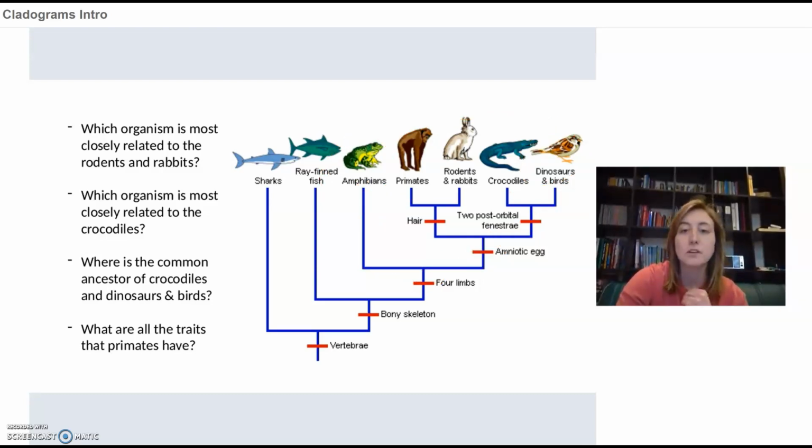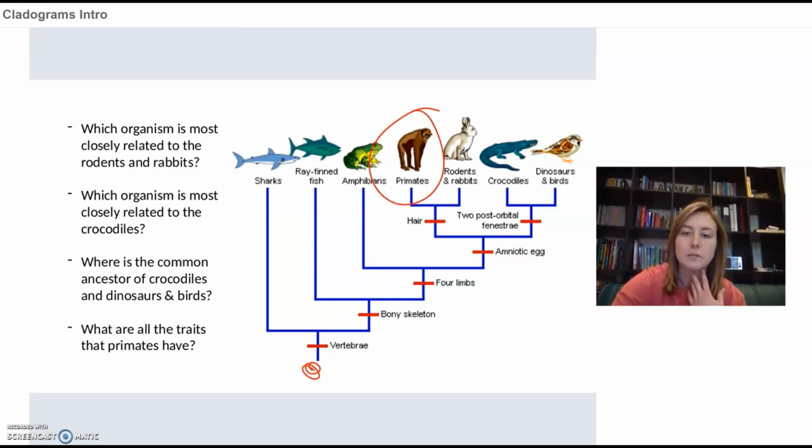And the last question we're going to look at is what are all the traits that primates have? So I'm going to start that by looking at my cladogram and finding primates. So here's primates. And then I'm going to trace the path backwards. I'm going to try and get to the beginning over here. So I'm going to start tracing backwards. I'm going to cross hair, cross amniotic egg. I'm not going to go this way. See how I went up to the amphibians? I'm not going to go that way because that's not backwards to this beginning part, okay?